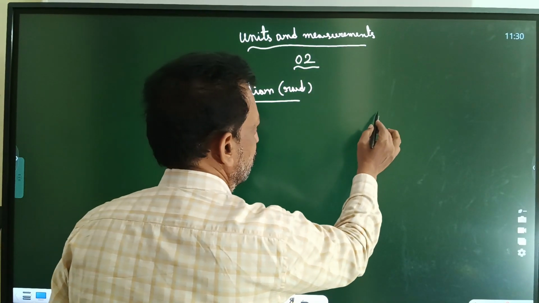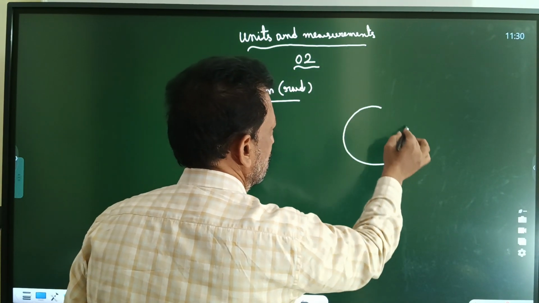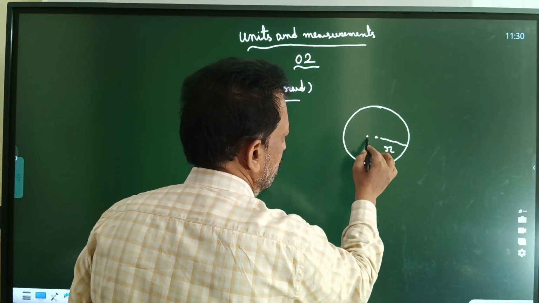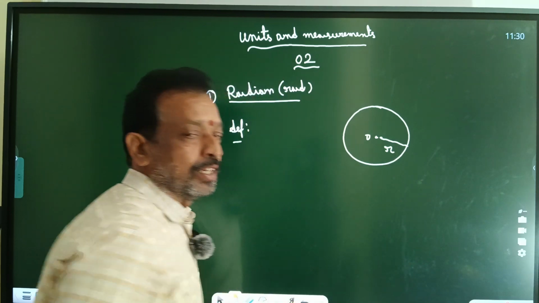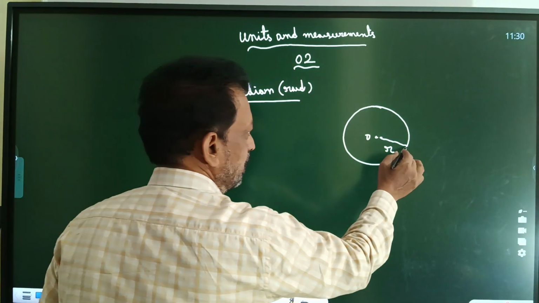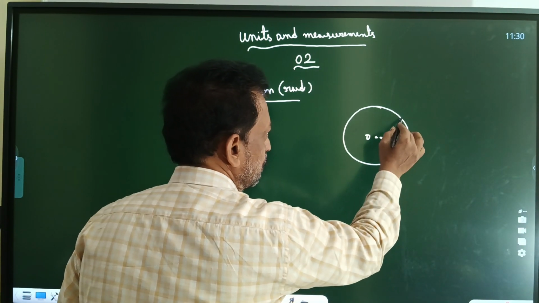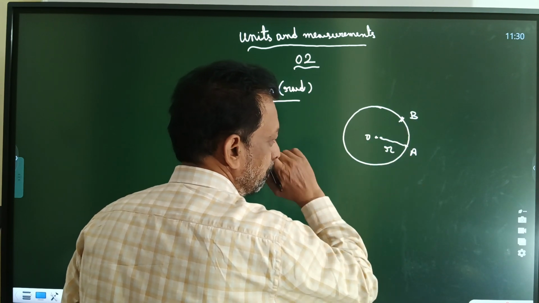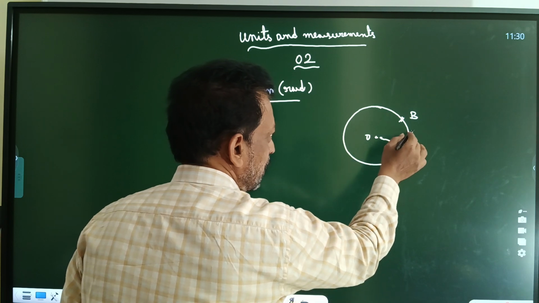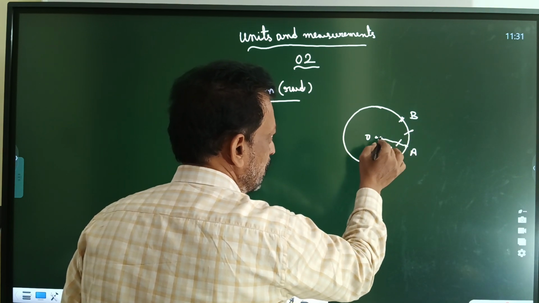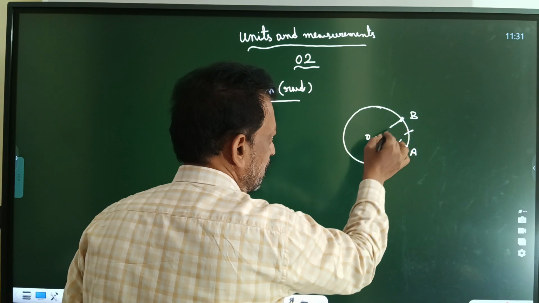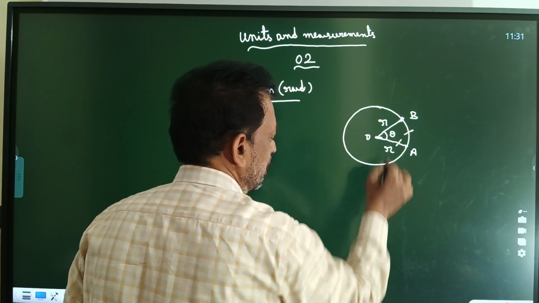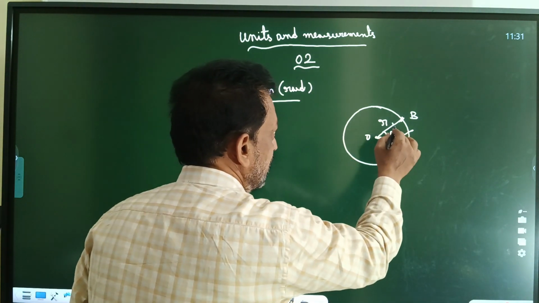You take a circle which has a radius r. This is the center of the circle. You take an arc length which is equal to the radius. So AB is an arc length which should be equal to the radius. Both are equal. I drop a line and join another radius, so this is also an arc. This angle is called a radian, rad.